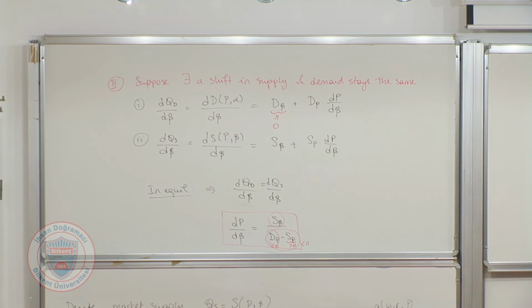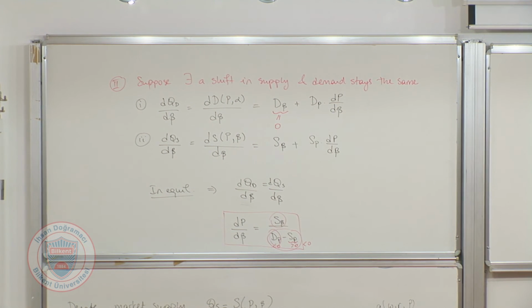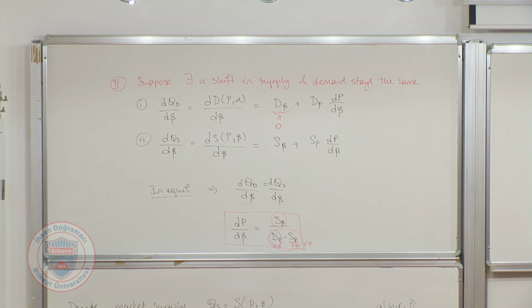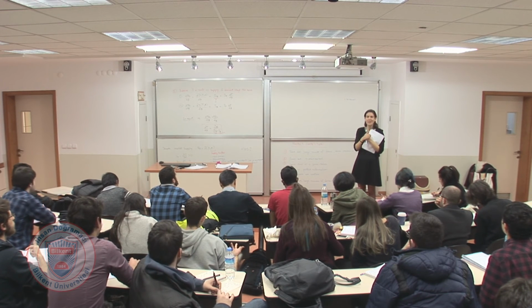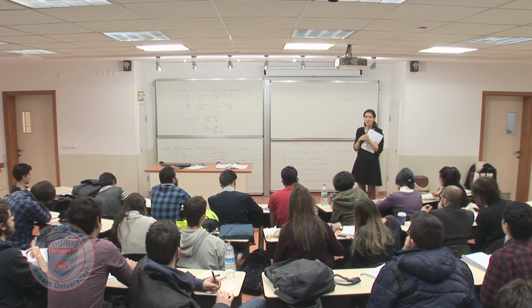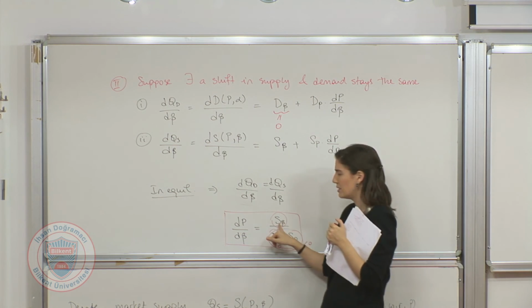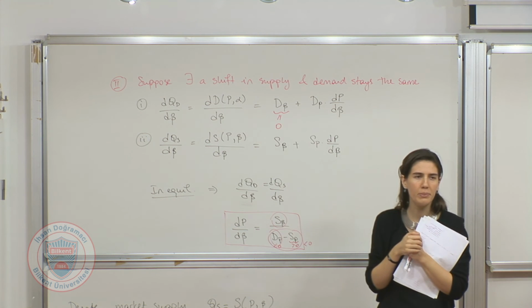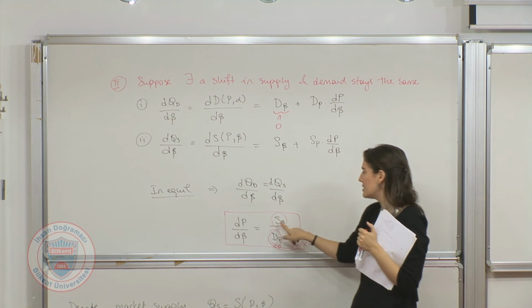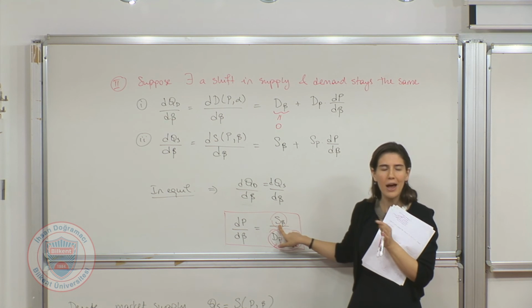Suppose beta is input prices. What's going to happen? Suppose input prices increase. So what's going to happen? But it doesn't matter, right? This is the derivative. It says how input prices would affect the supply curve.